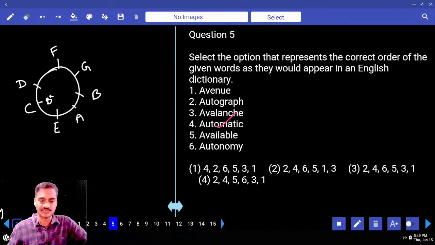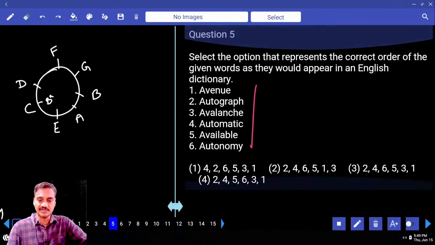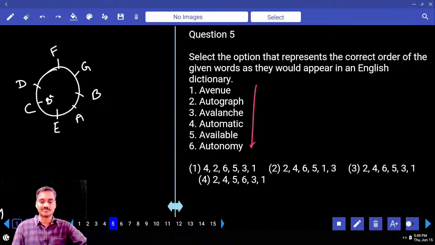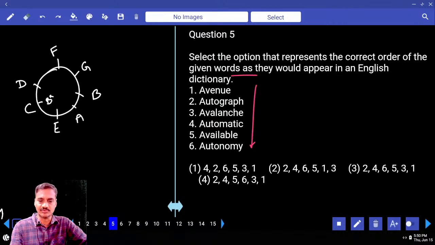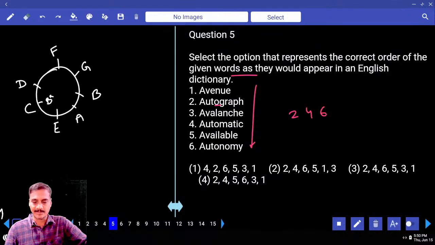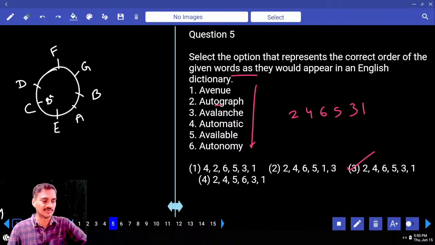Then coming to question number 5. In this one, we need to find the order in which the words appear in a dictionary. Among the dictionary order, which comes first, and the correct order of the given words as they would appear. Now AU, TOG, answer 2 comes first. After this 2, the next one is 4. Now 2, 4, 6. Then the next one is 5. Now 2, 4, 6, 5, and 3 and 1. The order is choice 3: 2, 4, 6, 5, 3, 1.